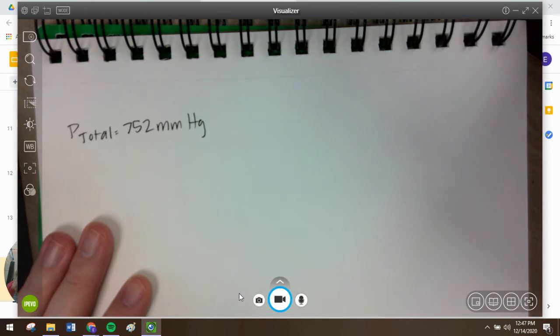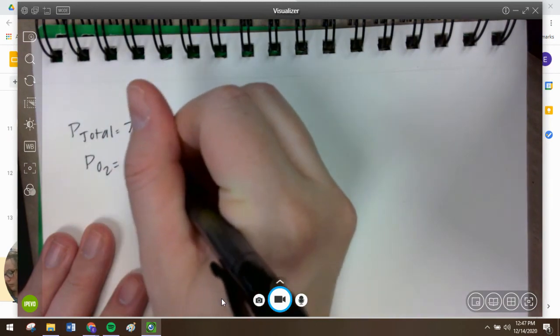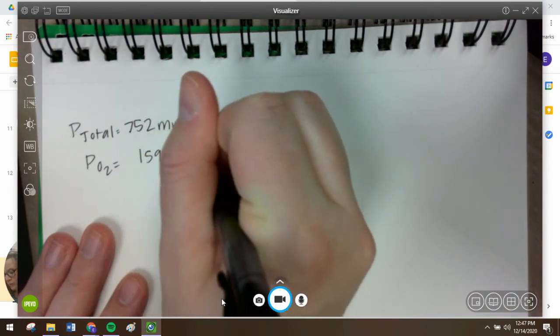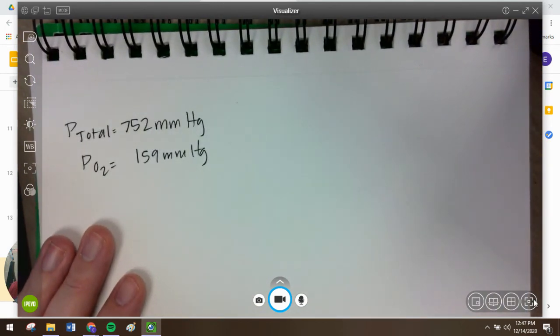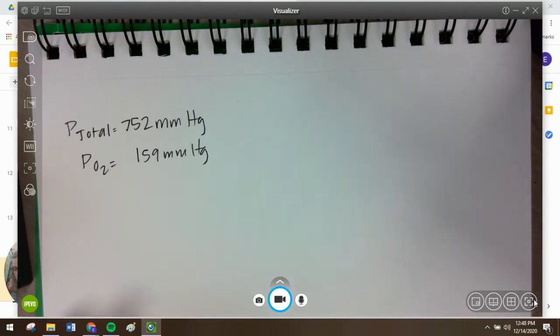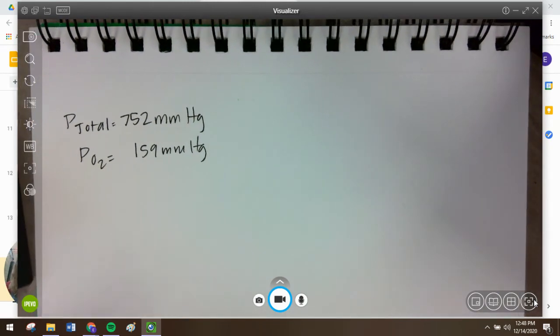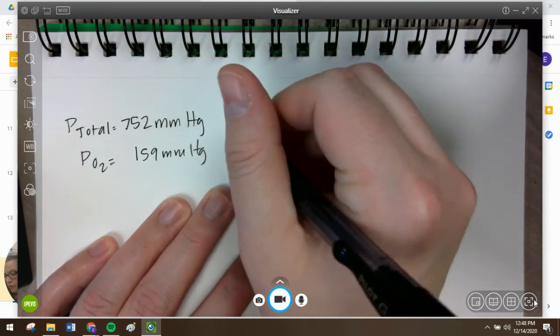and my pressure of my oxygen is 159 millimeters of mercury. Okay, so I've got my two pressures here. What I am able to do is set up and create that mole fraction that we talked about. I can set that ratio up and figure out what percentage of my pressure is coming from oxygen.